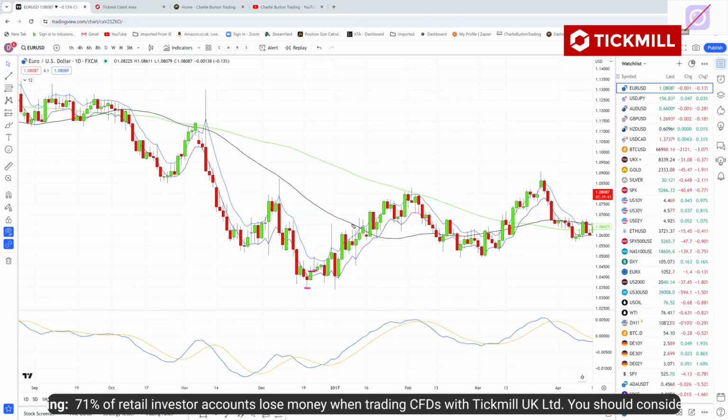Back in 2017, or rather the back end of 2016, I was trading this. It started running quite nicely, had a lovely move up, spiked up, came all the way down, and stopped me out here. Stopped me out. We're still diverging. Okay, I'll go back in again.